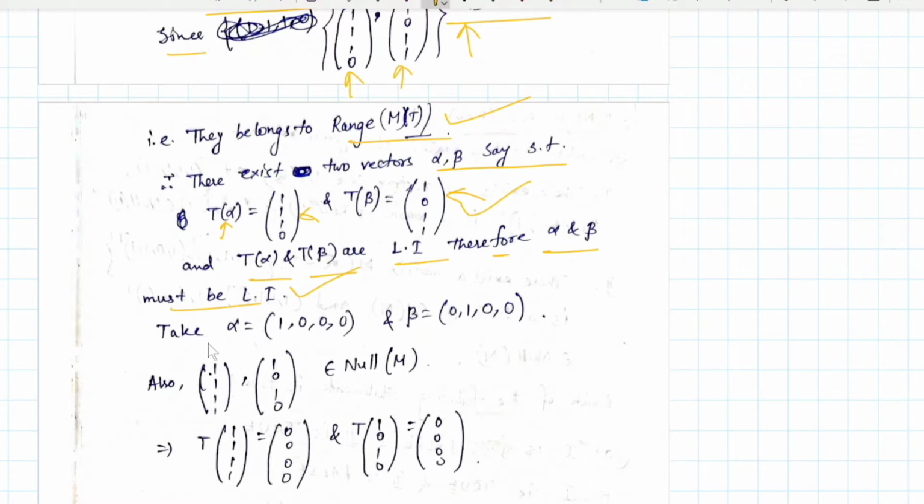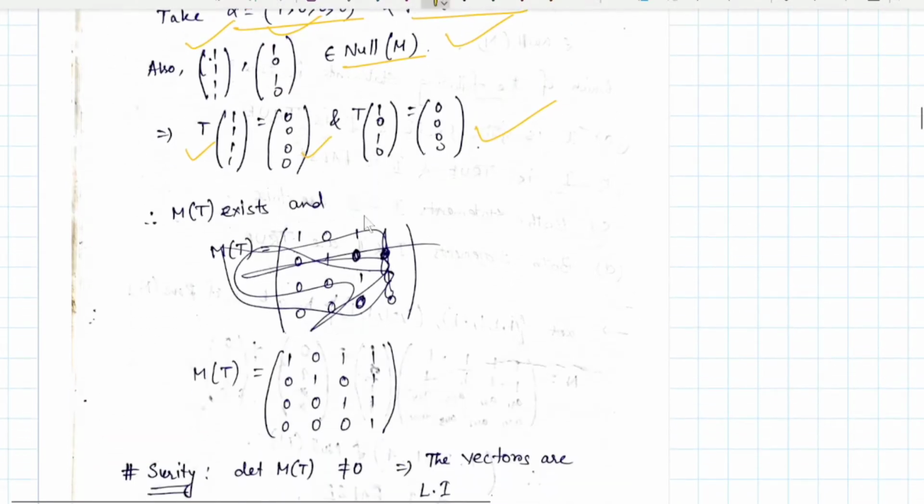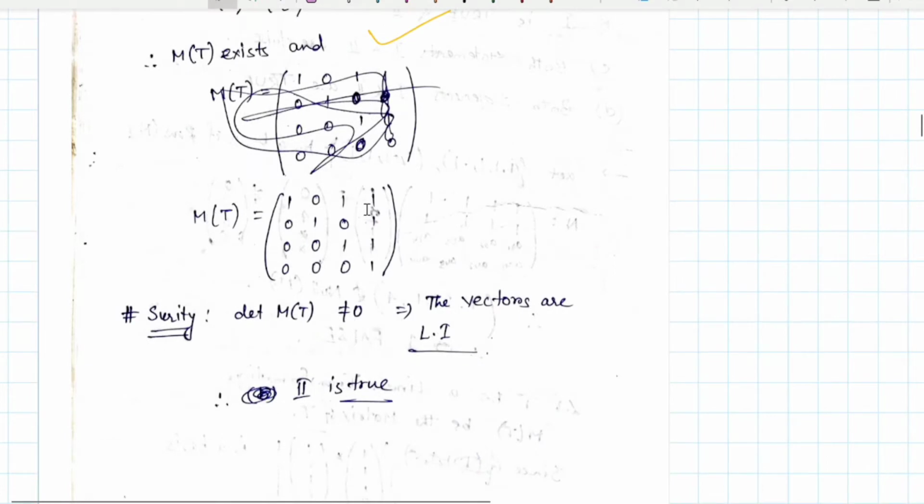Okay, so take the vectors alpha equal to 1 0 0 0 and beta equal to 0 1 0 0, that is, this is e1 and this is e2, we can easily see that these two vectors are linearly independent. Since these two vectors are linearly independent, these vectors belong to the null space of T. This means T(1 1 1 1) equals 0 0 0 0 and T(1 0 1 0) is equal to 0 0 0 0.